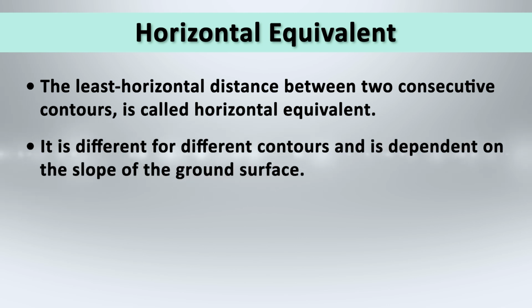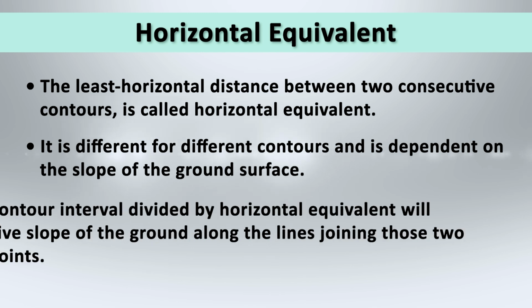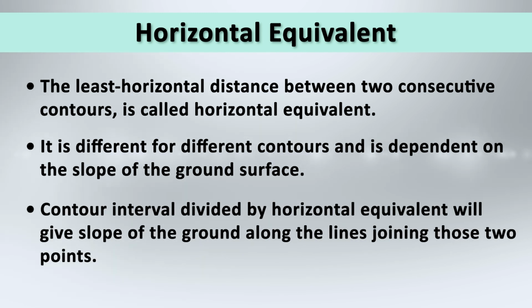It is different for different contours and is dependent on the slope of the ground surface. It is comparatively less in hills than in plains. Obviously, contour interval divided by horizontal equivalent will give the slope of the ground along the line joining those 2 points. If the contour interval is small, the undulation of the ground is known better. At the same time, the smaller the contour interval, the larger the cost of the survey project.